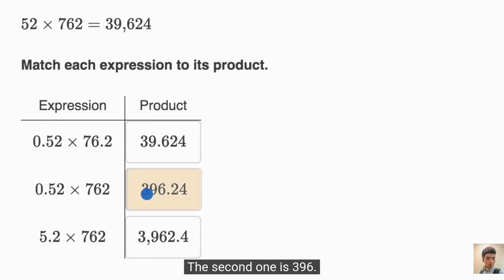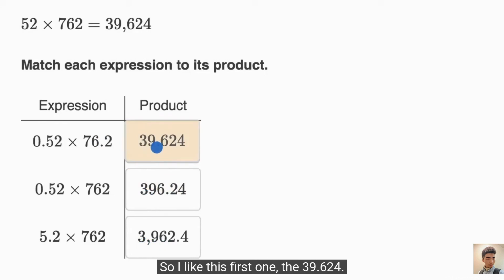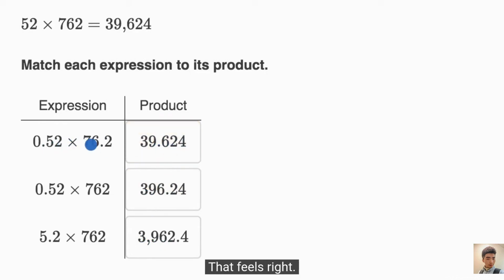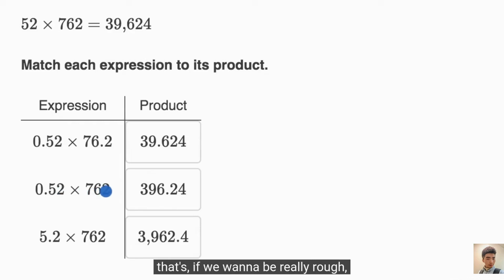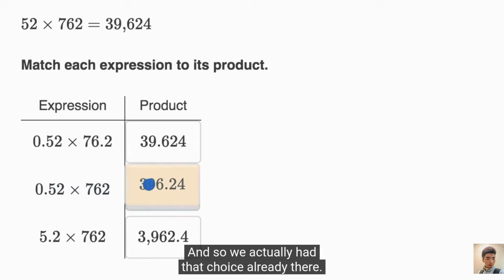The second one is 396. And then we have 3,962. So I like this first one, 39.624. That feels right. Now, the second expression is 0.52 times 762. Well, once again, 0.52 is roughly 5/10, roughly equal to 1/2. And 762, if we want to be really rough, really approximate it, say, hey, it's roughly 800. So this should be about half of 800. So it should be around 400. And so we actually had that choice already there.